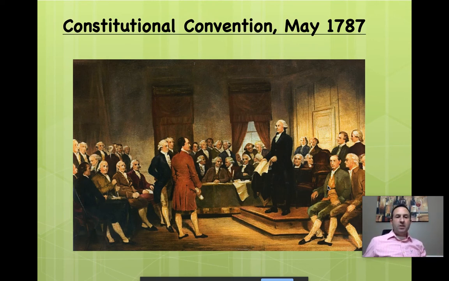Now, on average, there are about 40 people there every day representing every state except Rhode Island. They're the smallest state, and they really just didn't care about changing anything. Now, there's a rotating group of men that would show up, but on average, about 40 per day.